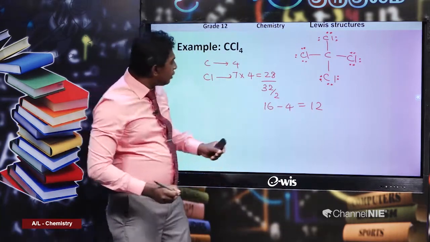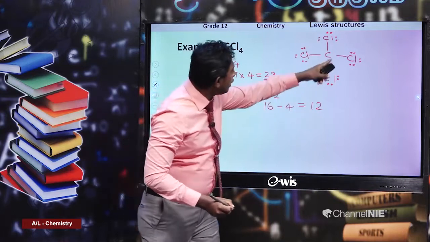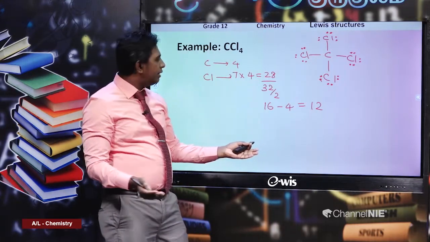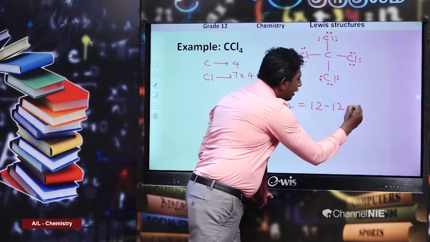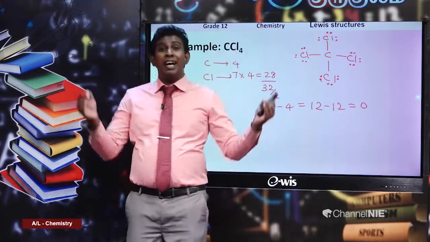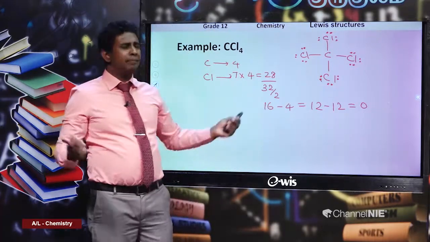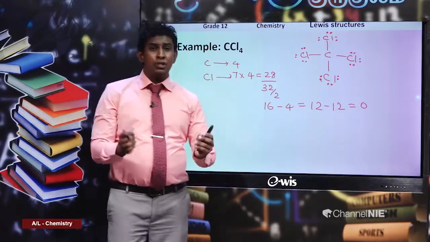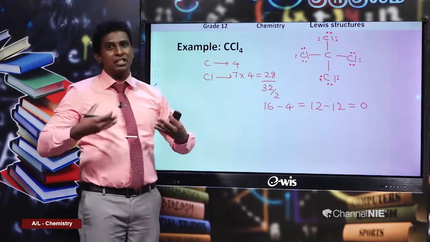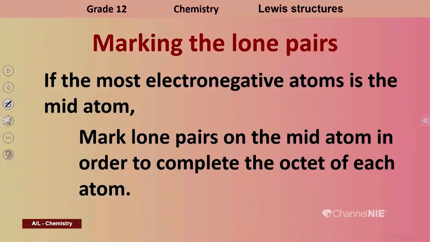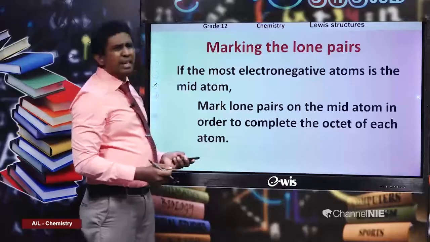Then students, this took all 12 pairs of electrons. Then 12 minus 12 is 0. You have no further pairs of electrons left behind. That's it. That's how we place those pairs of electrons remaining there. Hope you could understand. Okay. Is the next point, the next one. So let's go ahead.